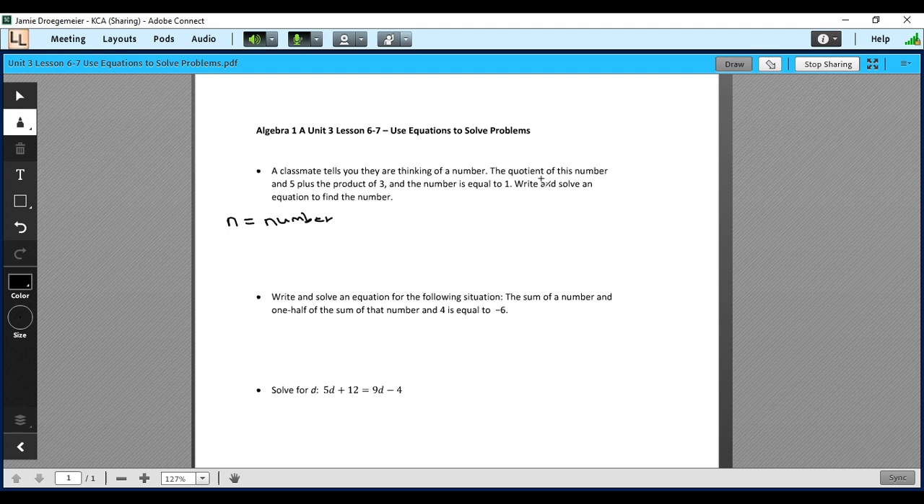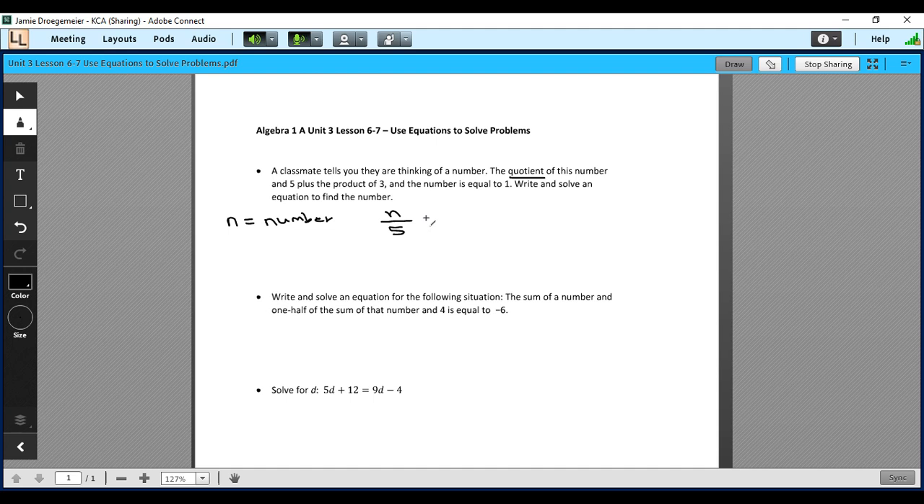We know that we need the quotient of this number and 5. Quotient is the solution to a division problem. So the quotient of this number and 5 means we're taking n and dividing it by 5. So that is the quotient of our number and 5.